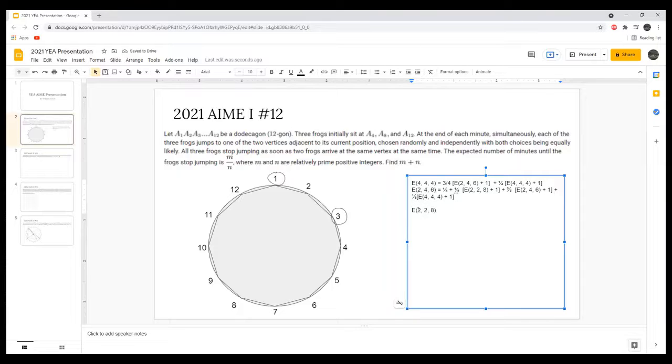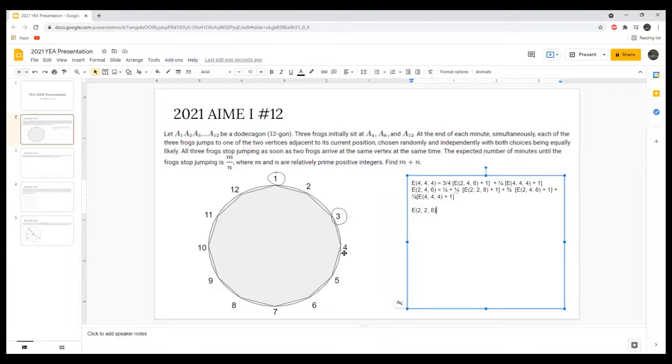So now let's consider the 2, 2, 8 configuration. An example of this is two frogs at points 2, 4, and 6. So in this case, you have 2 and 4 two vertices apart, 4 and 6 two vertices apart, and then 6 and 2 all the way across, and that's 8 vertices.